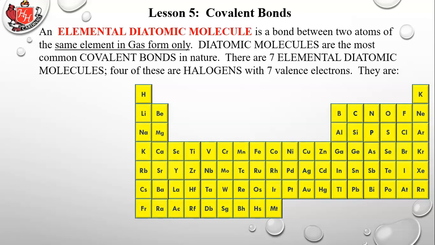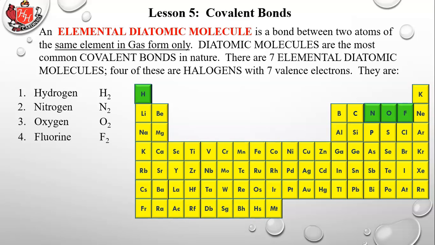An elemental diatomic molecule is a bond between 2 atoms of the same element in gas form only. Diatomic molecules are the most common covalent bonds in nature. There are 7 elemental diatomic molecules. 4 of these are halogens with 7 valence electrons. They are hydrogen, nitrogen, oxygen, fluorine, chlorine, bromine, and iodine. One way to remember is that 6 of them form the number 7, and the 7th one is hydrogen.